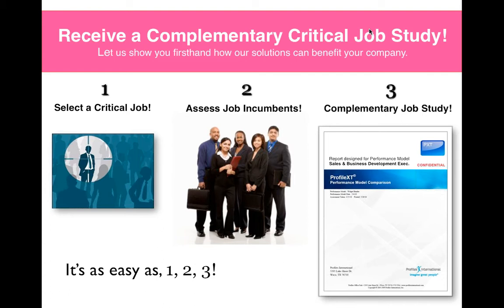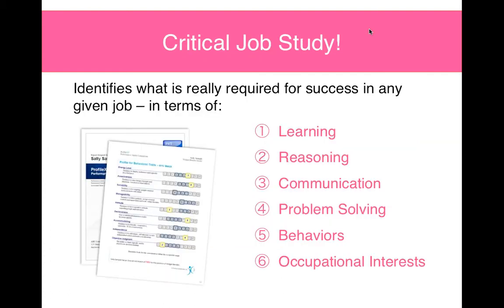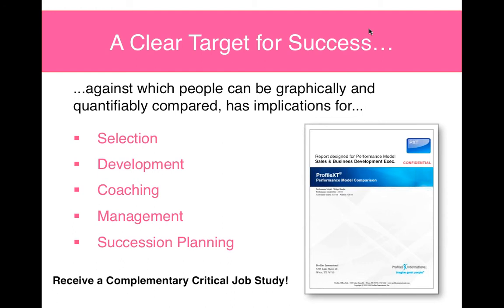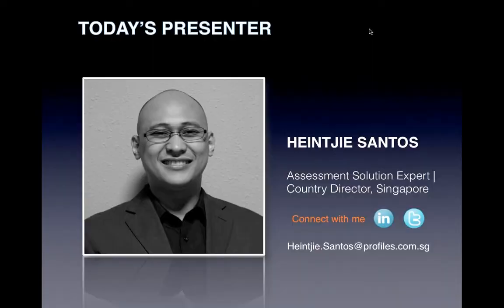This study will help you address some of the competencies that we are going to talk about today, six of which are listed on the screen, anywhere from learning and reasoning, to behaviors and occupational interests. You'll find that this study will show you graphically and quantifiably how you can compare some of these incumbents you have selected, and what these results imply for the selection, development, coaching, management, and succession planning of these individuals.